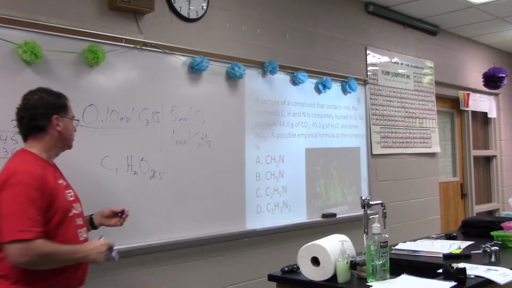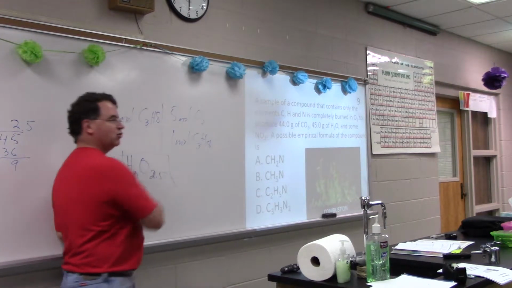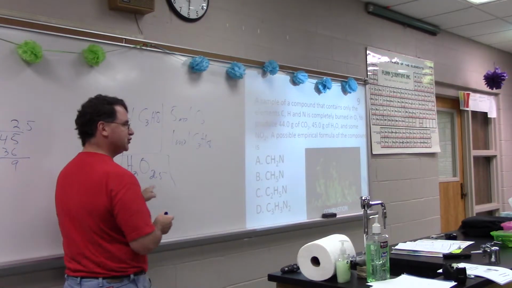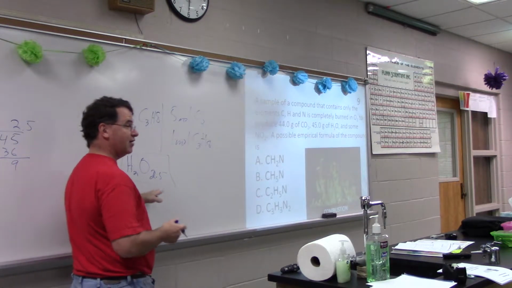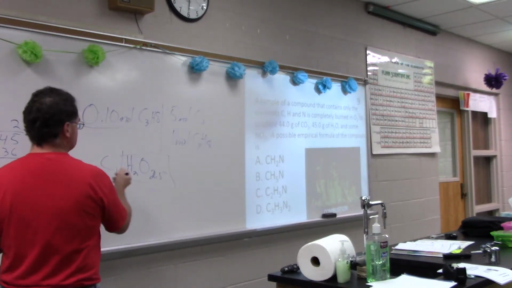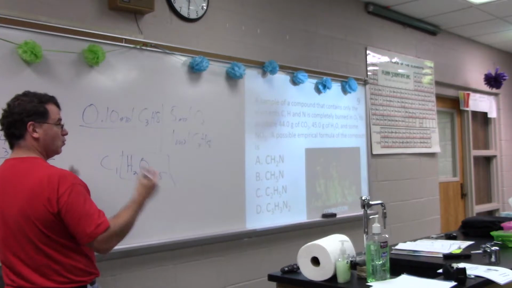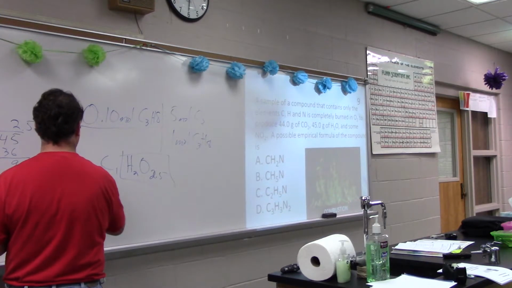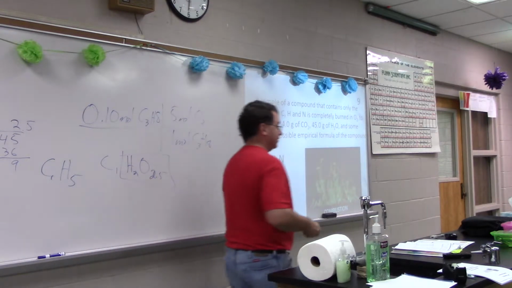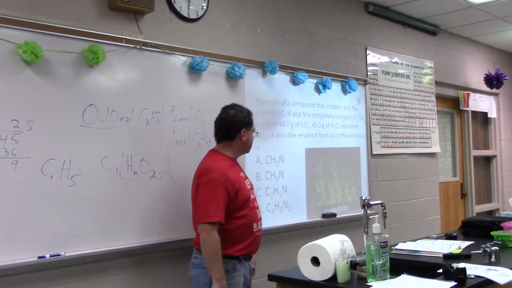2.5 moles of water. Well, how many hydrogens are in water? 2. So it's not really a 1 to 2.5 ratio. It's 2.5 moles of water. So for every 1 mole of carbon, you've got 2.5 moles of water, which comes out to be 5 moles of hydrogen, because each one has one.